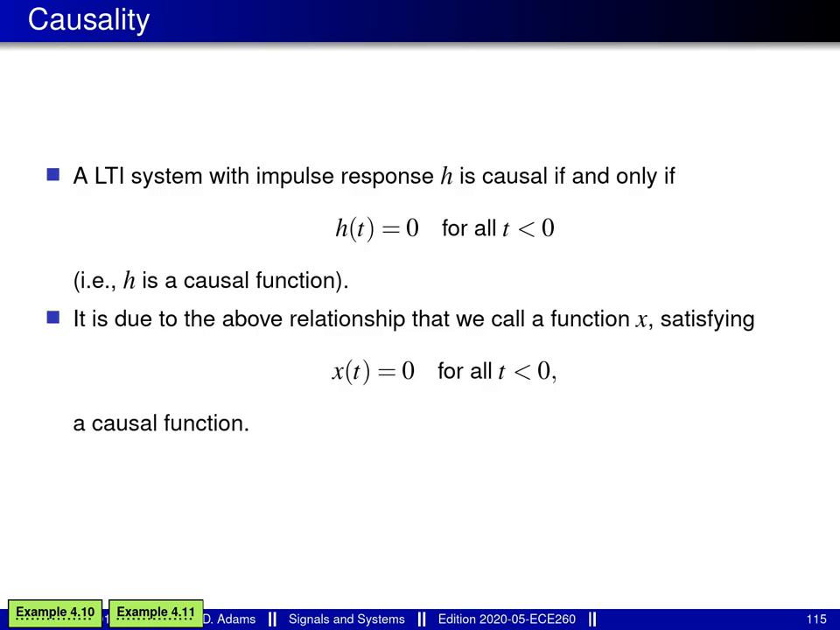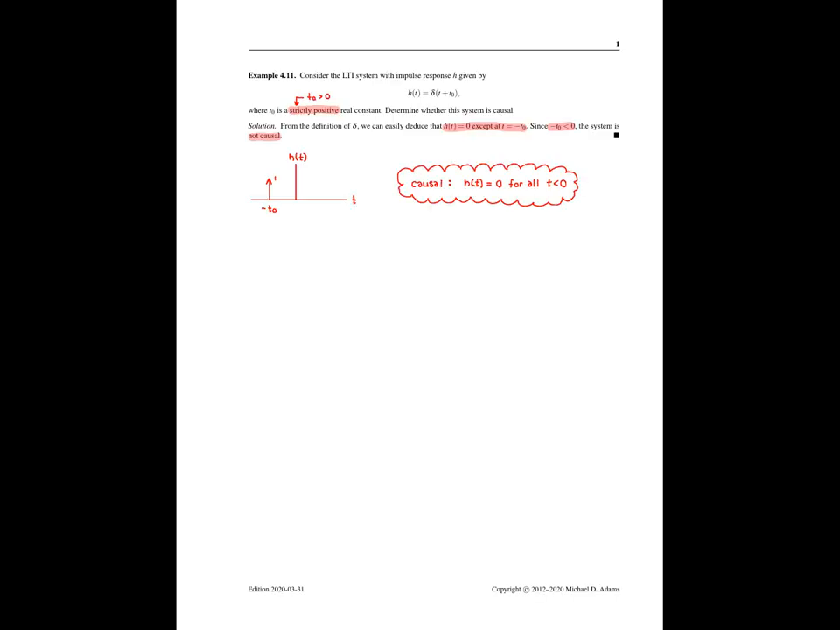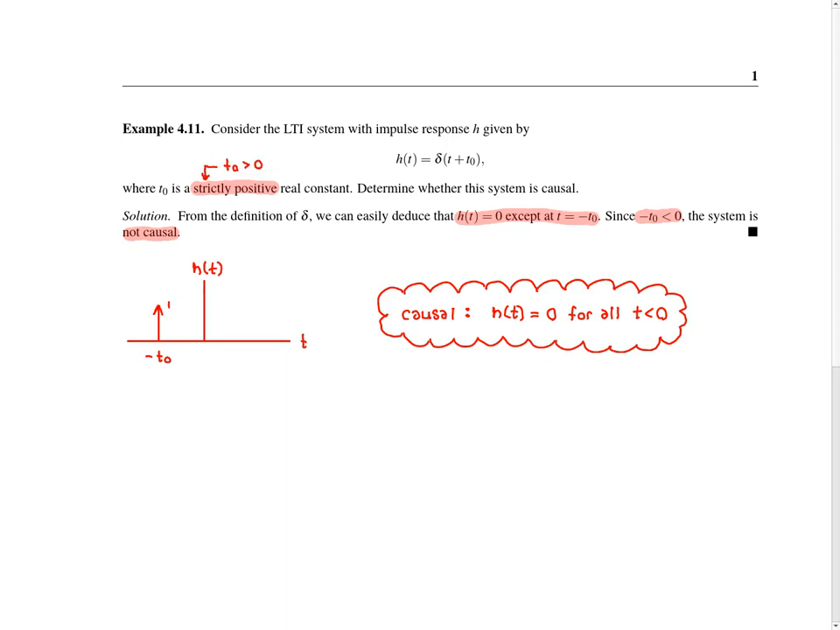The next example I'd like to consider is example 4.11. In this example, we're given an LTI system with the impulse response h, which is given by this particular formula, where we're told that t0 is a strictly positive real constant. So in other words, t0 is strictly greater than 0. And it will turn out to be important later in the problem that t0 is strictly positive. And what we're asked to do in this problem is determine whether the system is causal.